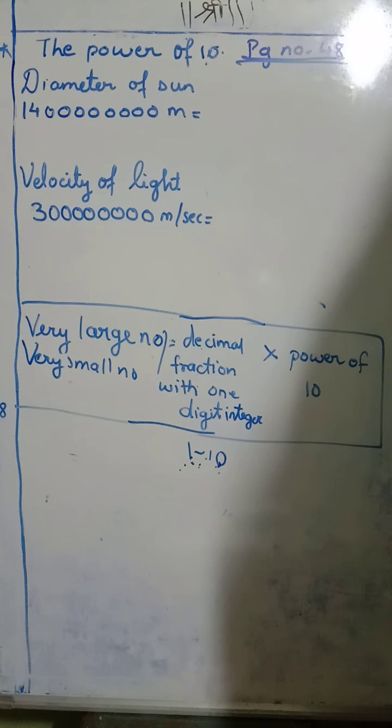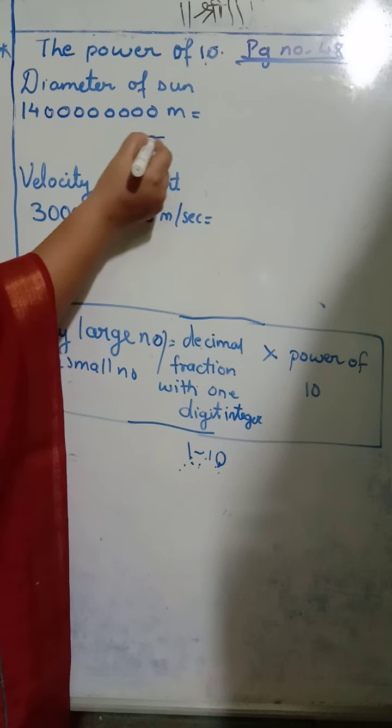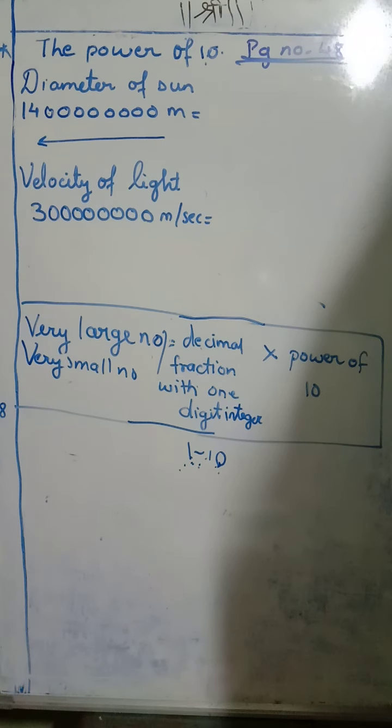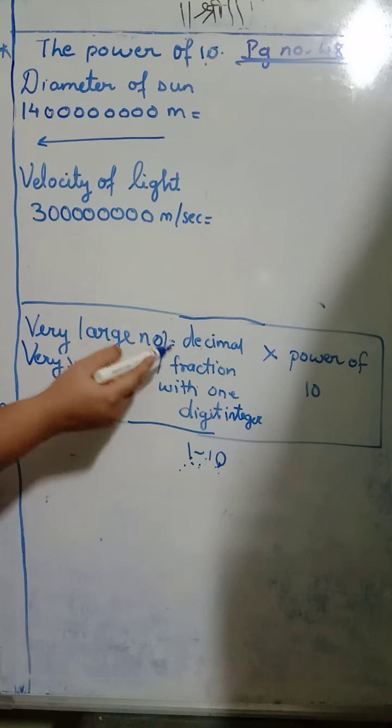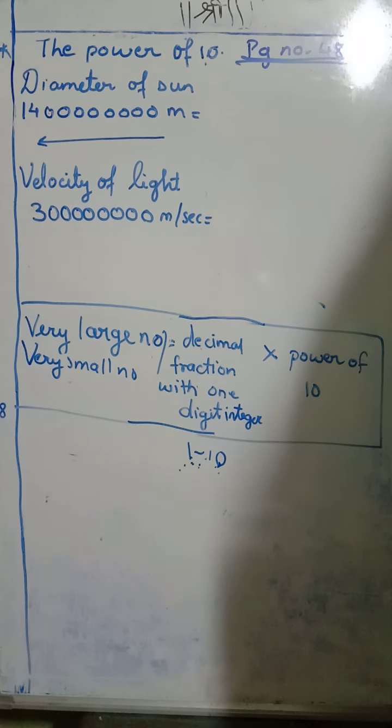Now we'll solve statement number 3 on page number 48. Try to write the following numbers in standard form. The first is the diameter of the sun. When you look at the number, is it a very large number? When it is a large number, children, you will go on counting to the left hand side till you get a decimal fraction with one digit integer.